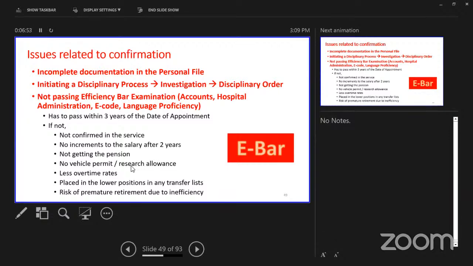After your MBBS, I think EBA is the most important exam in your medical career, because I have seen some consultants who can't go to the medical specialist grade or the consultant grade because they haven't passed the EBA exam. The EBA exam you have to pass within 3 years of date of appointment. If not confirmed in the service, no increments to the salary after 2 years, not getting the pension, no vehicle permit or research allowance, less overtime rate, placed in lower positions in any transfer list, and there's a risk of premature retirement due to inefficiency. No one has gone that far yet, I suppose, but even if you become a consultant, you won't get the consultant salary. That's the importance of the EBA exam.